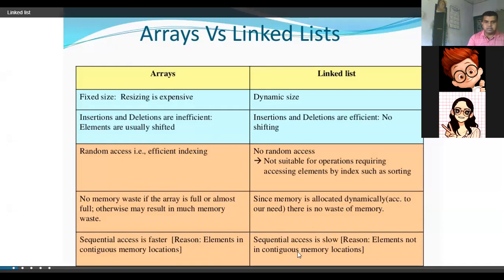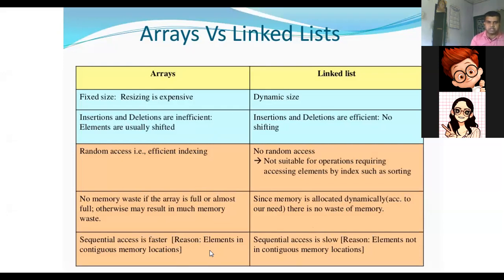But in the array, your access of the data becomes faster because all the values are stored in continuous memory locations. It is not stored randomly. So that is why accessing the data becomes much faster in the array.